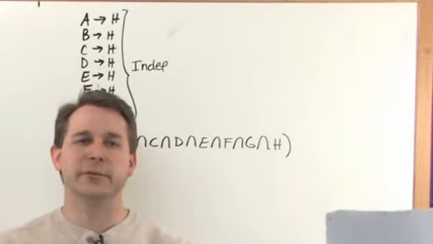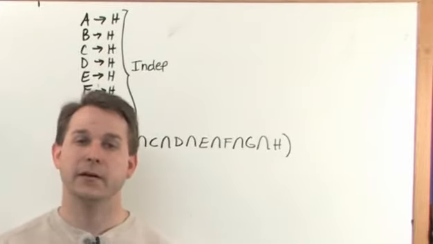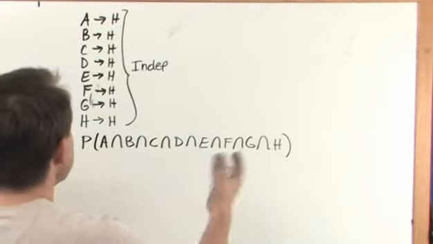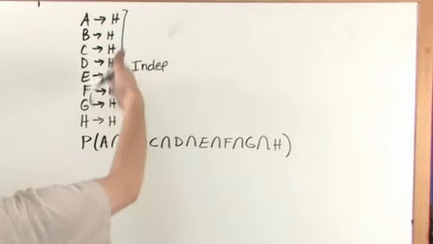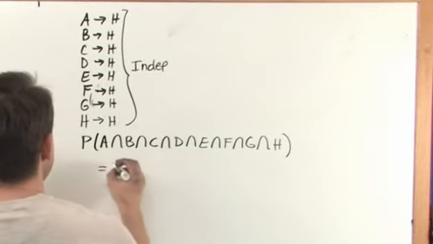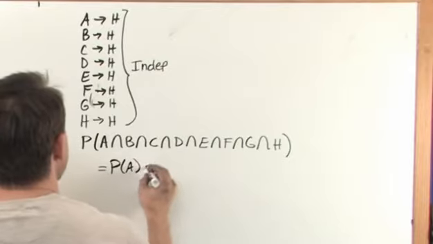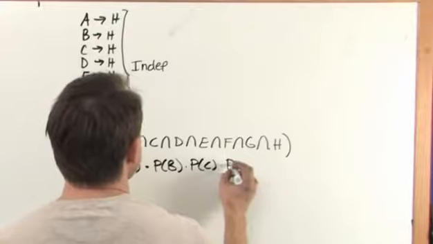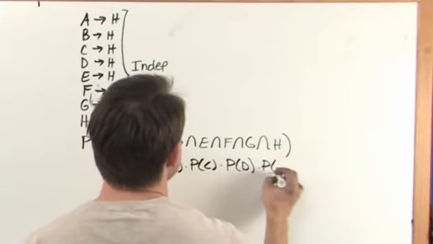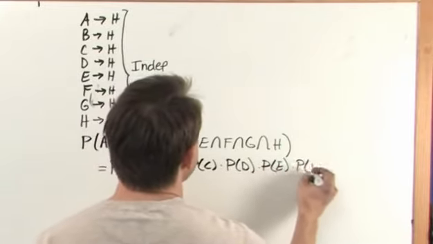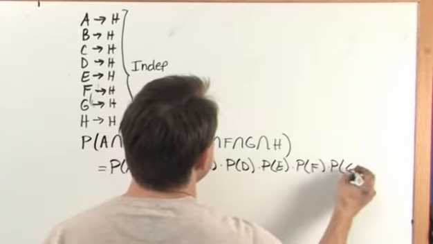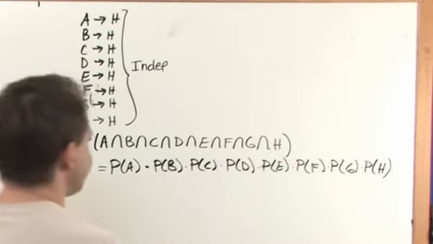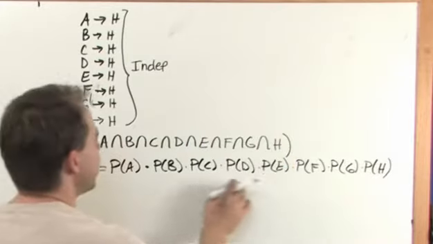It can be extended to as many events as you want to have happen as a success in your experiment. Because they're independent events, no event here is dependent on any other event, so this is just going to be equal to the probability of A times the probability of B times the probability of C times the probability of D times the probability of E times the probability of F times the probability of G times the probability of H. 1, 2, 3, 4, 5, 6, 7, 8.